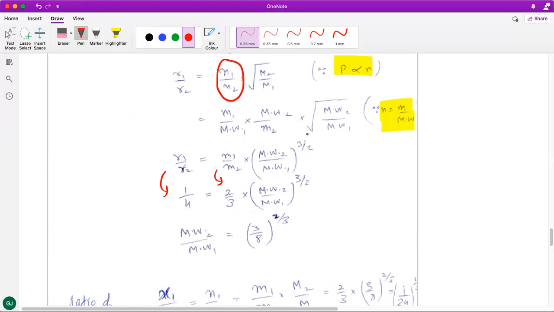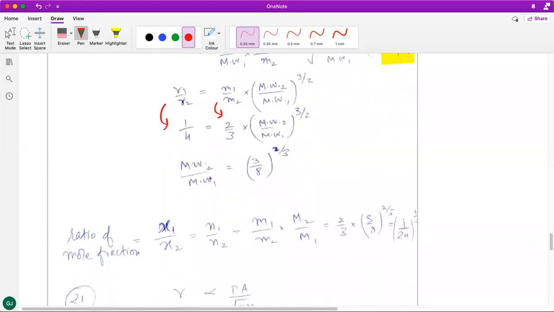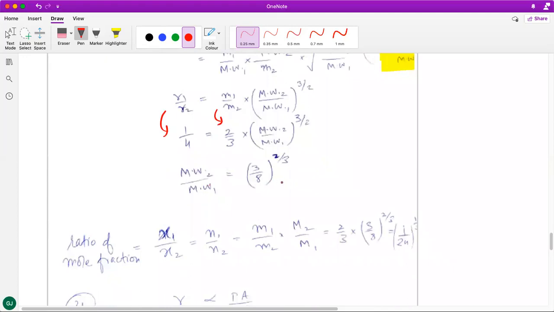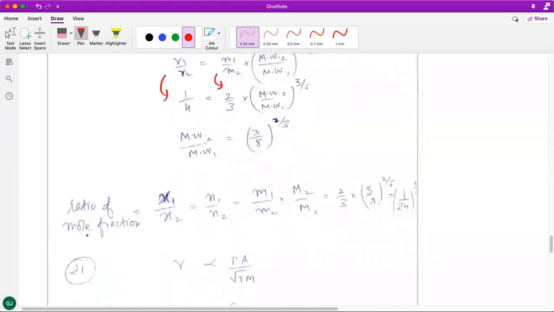So if you multiply them, it becomes a power of 3/2. Right? And then you take this power on the other side, it becomes 2/3, and you get the ratio of the molecular weight. However, this is not the answer. This is not being asked in the question. The question asks the ratio of the mole fraction.